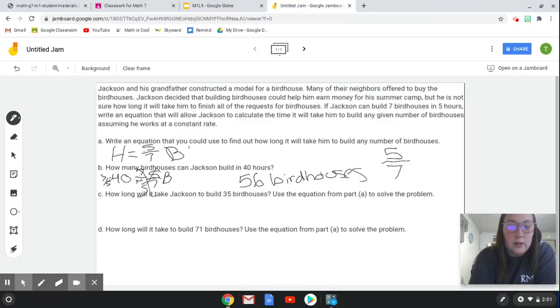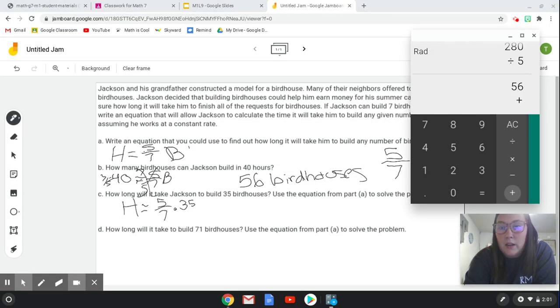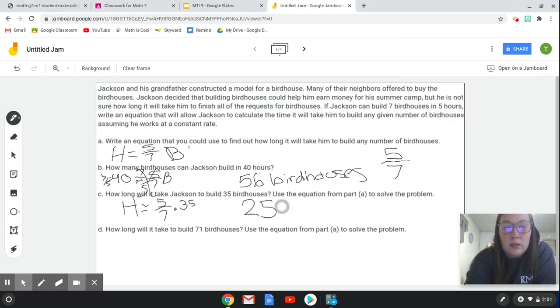So now we have birdhouses and not hours, so hours is still unknown. Hours equals 5/7 times, and we need to multiply that by the 35 for the birdhouses. So go ahead and do 5 times 35, and that will be 175 divided by 7. So it would take him 25 hours to build 35 birdhouses. Then we're going to just do that one more time.